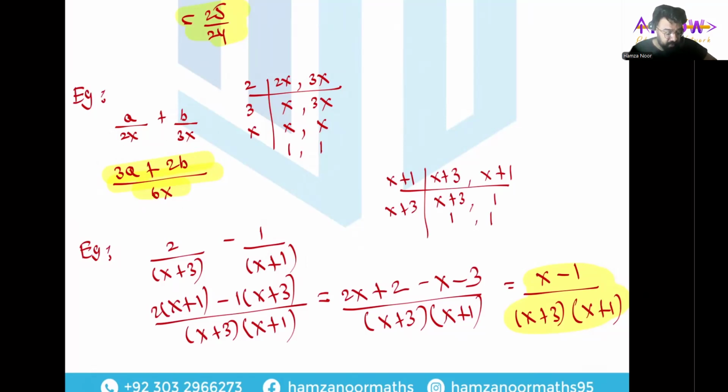Then we have another example. 2 upon x plus 3 minus 1 upon x plus 1. Now, as you can see, these are two distinct factors in which no factor is being repeated. These are two distinct, different factors, nothing is fully common between them.